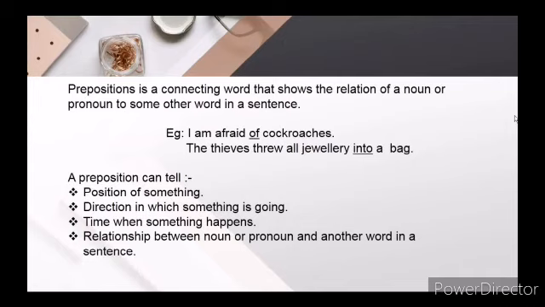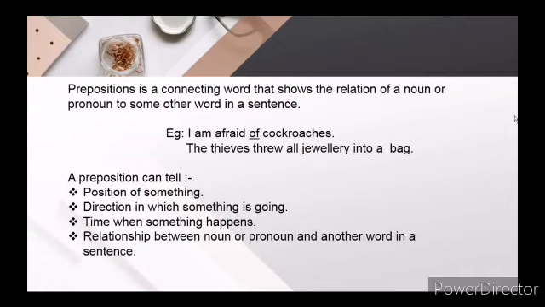Now, what do you mean by object of preposition? The noun or pronoun that follows a preposition. It means a preposition is placed before the noun or pronoun to show its relationship. That is called the object of the preposition. So here in the sentence you can see that the highlighted words like of and into are the prepositions. Some more examples of prepositions are to, in, on, among, between, since, for, etc.